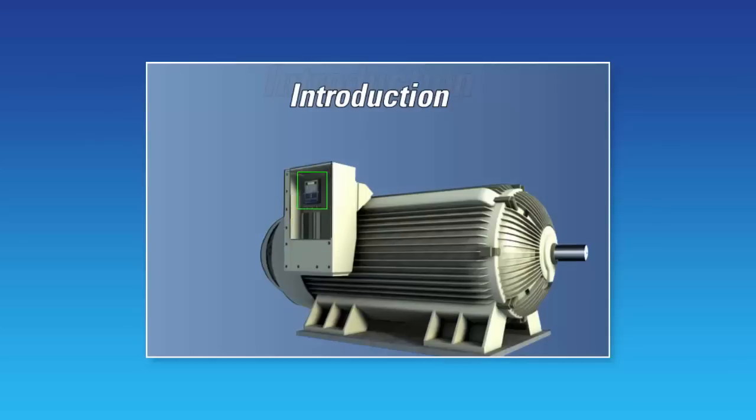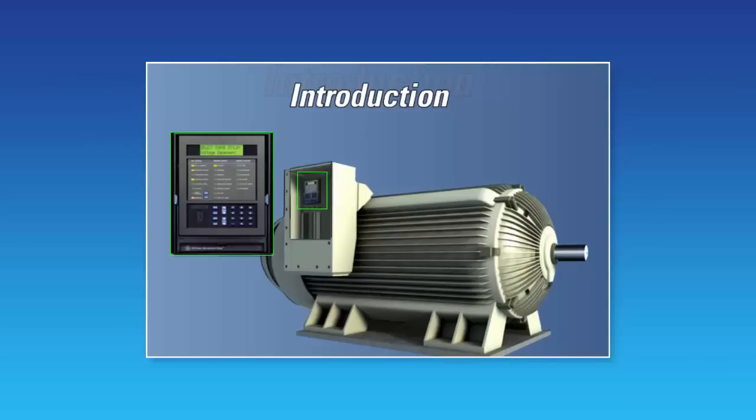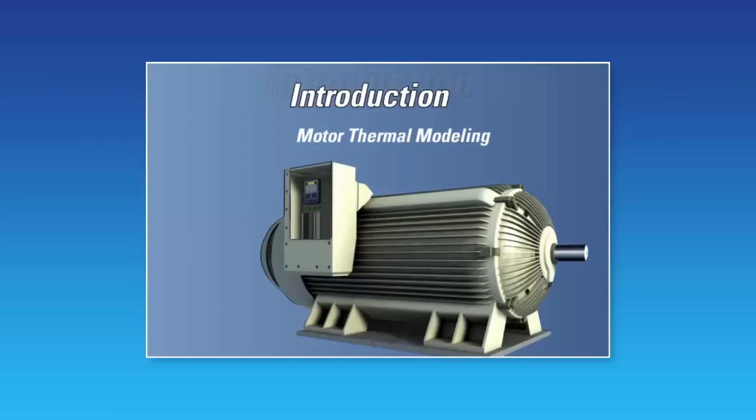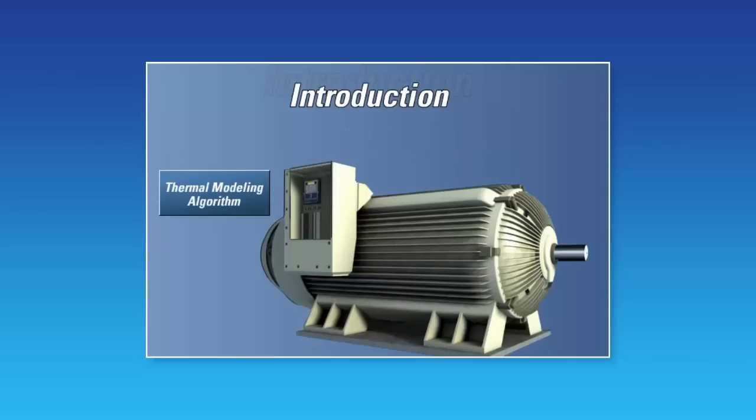Motor thermal modeling. The primary motor protective element within a motor protective relay is the thermal overload element, and within GE multi-LAN relays, this is accomplished through motor thermal modeling. The thermal model uses motor parameters supplied by the manufacturer in addition to real-time data such as motor current as inputs to a thermal modeling algorithm. The algorithm then calculates whether the motor is or is not in danger of being overheated.